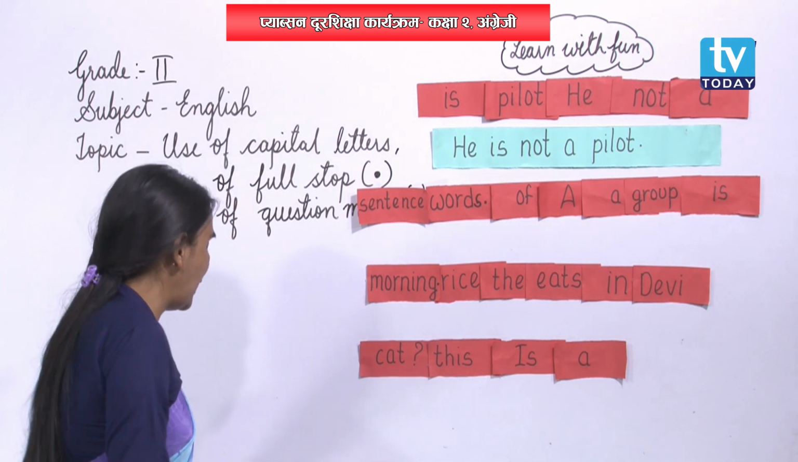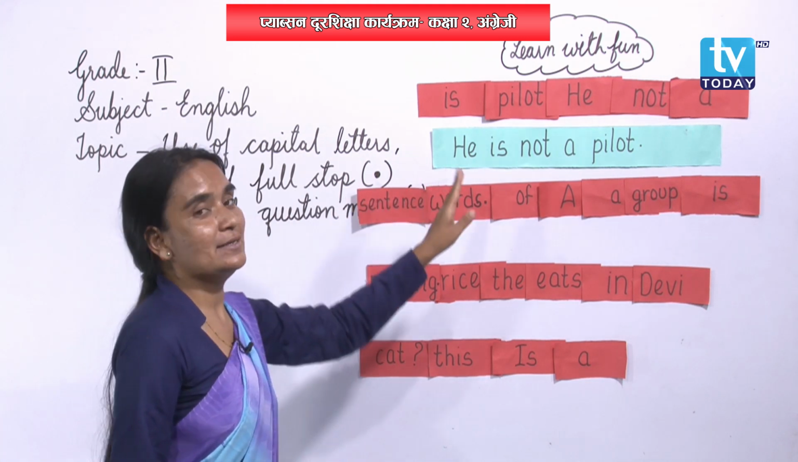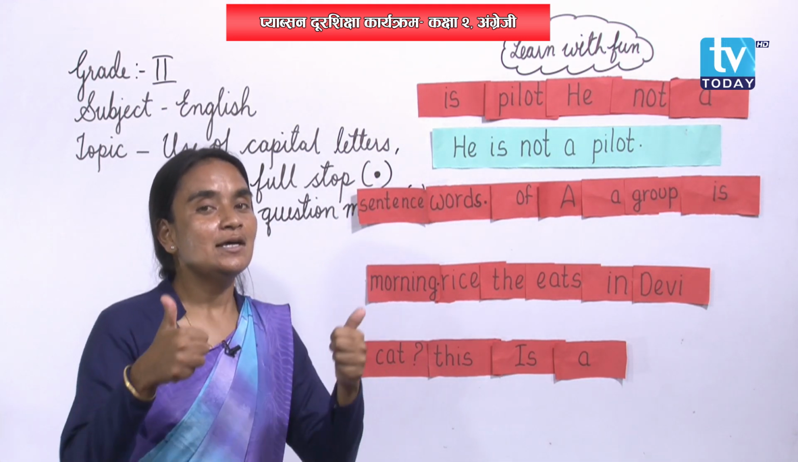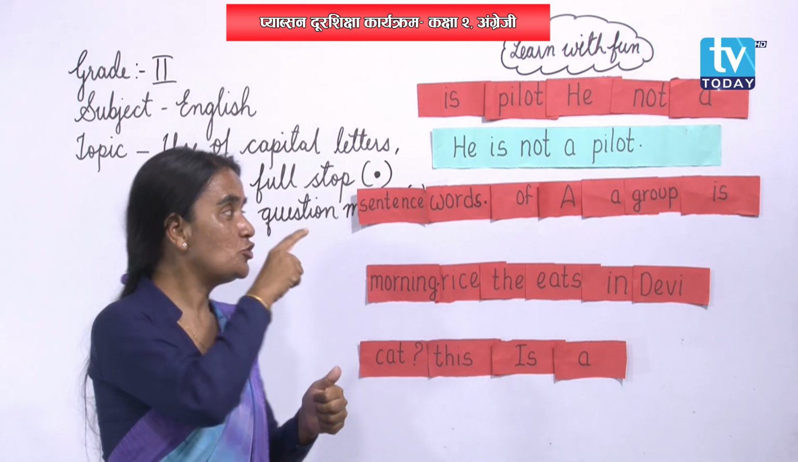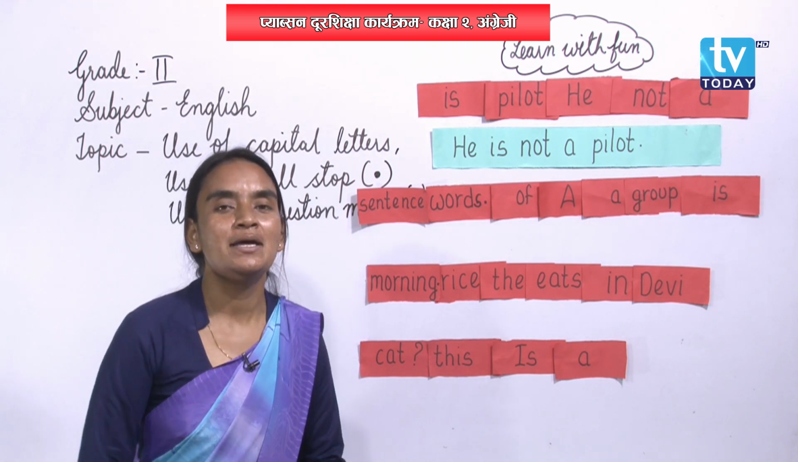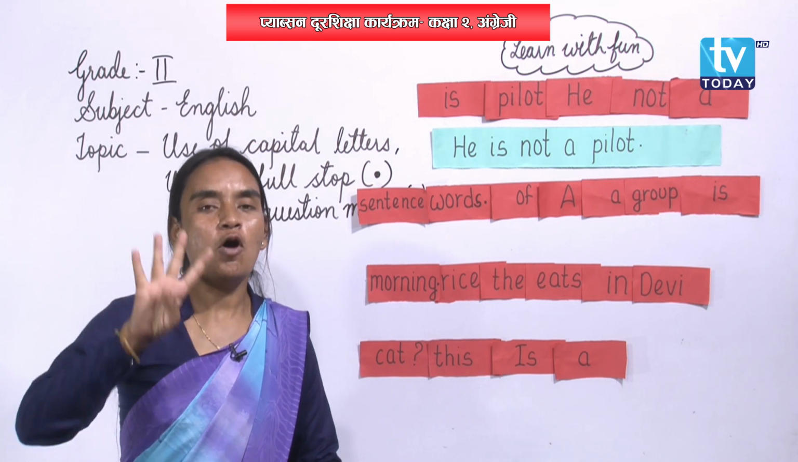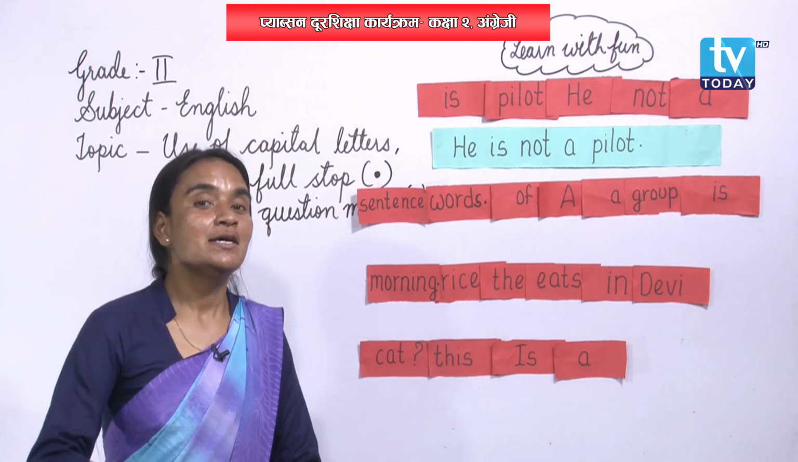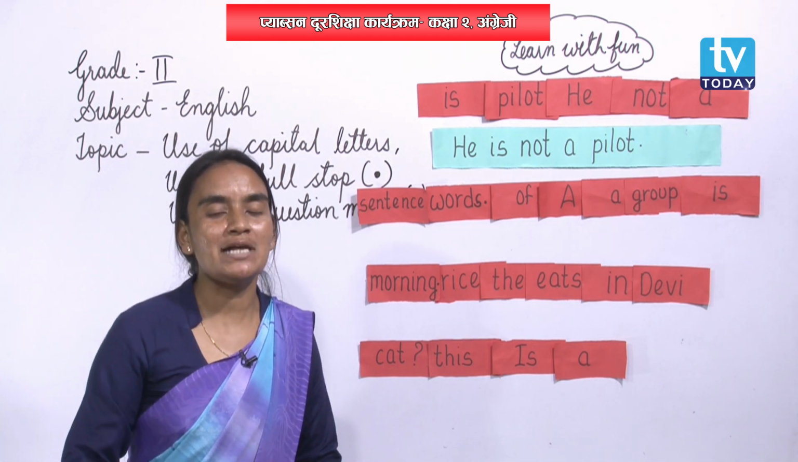So, now let's try. I'll provide you the countdown 5 here to try. Capital letter beginning, the word consisting of the dot should be at the end. Let's try it within the countdown 5. 1, 2, 3, 4 and 5. So, big thumbs up to every child who has done it well.